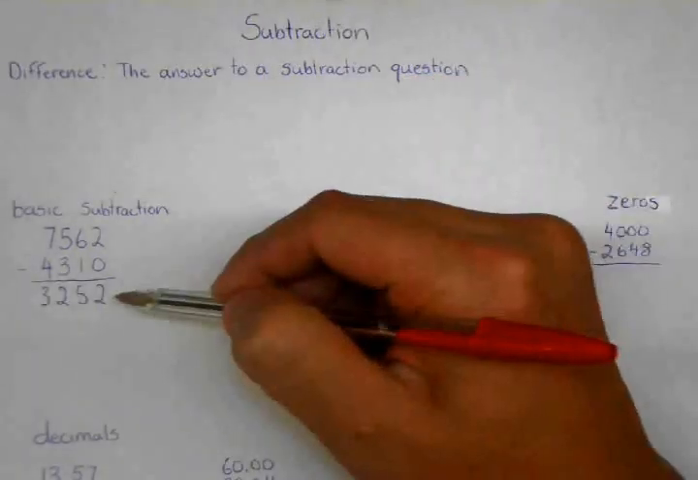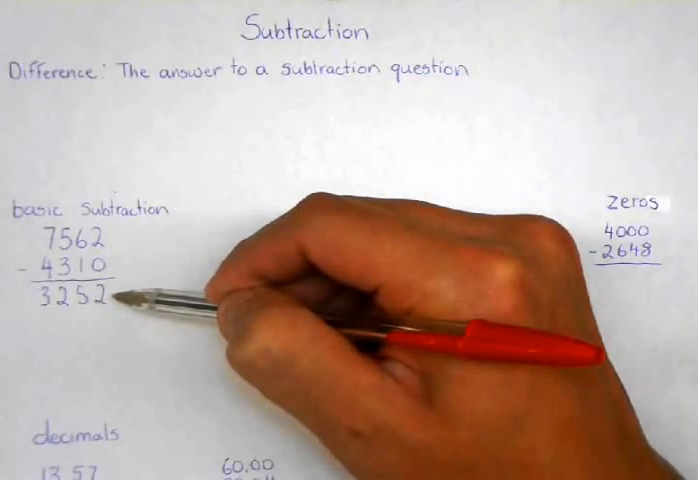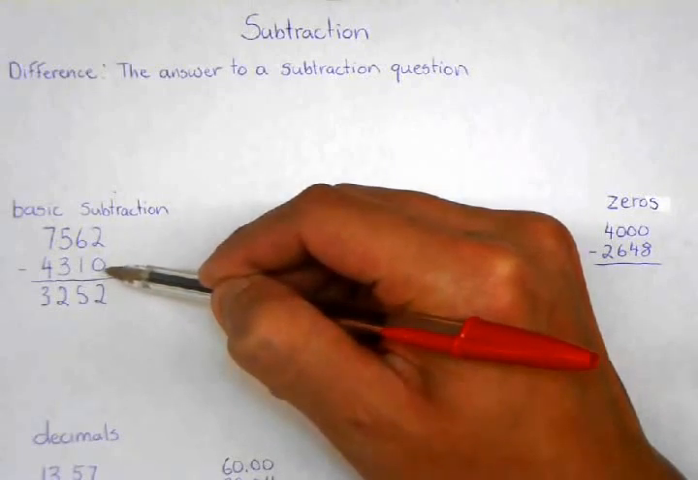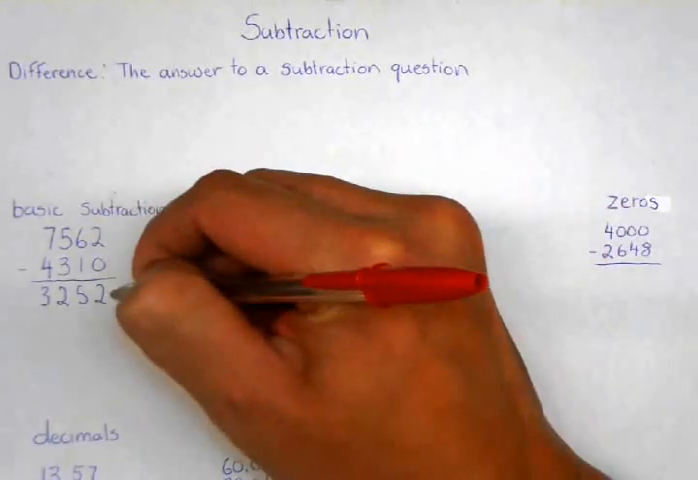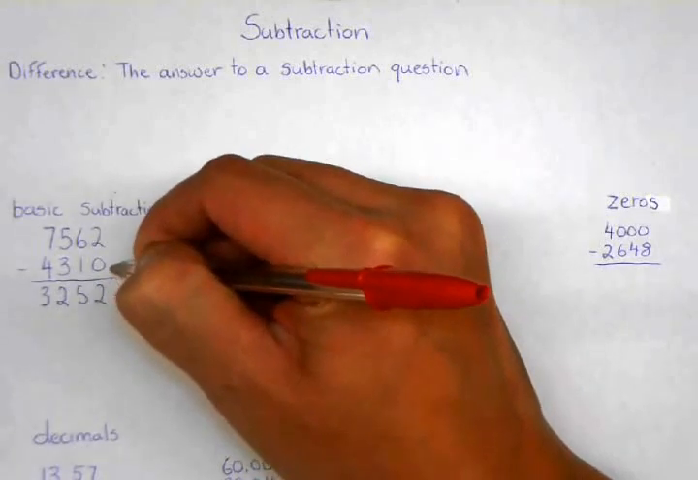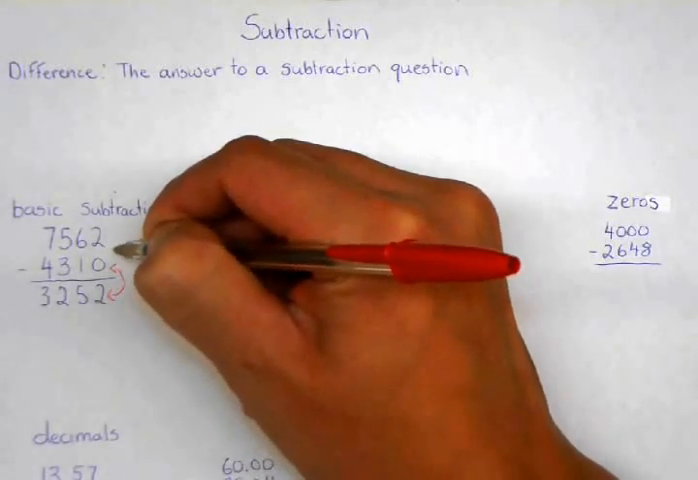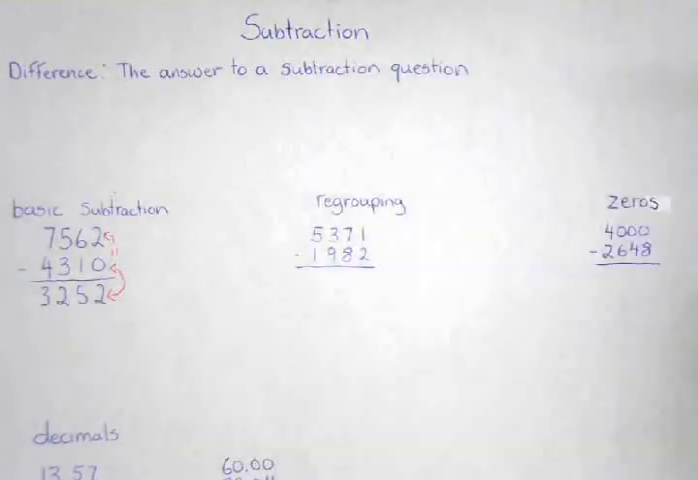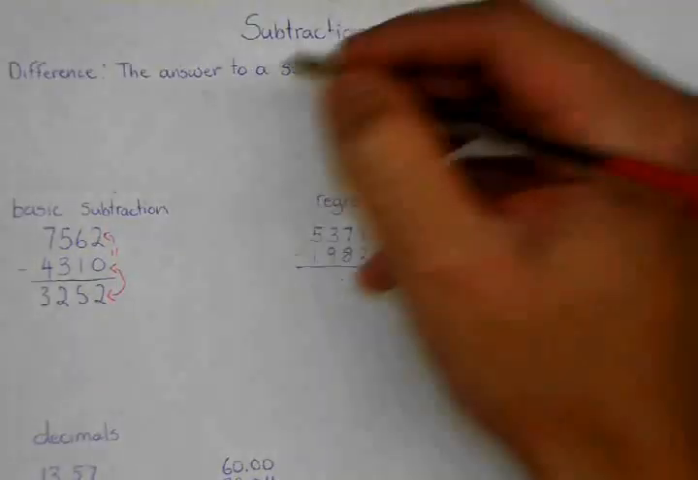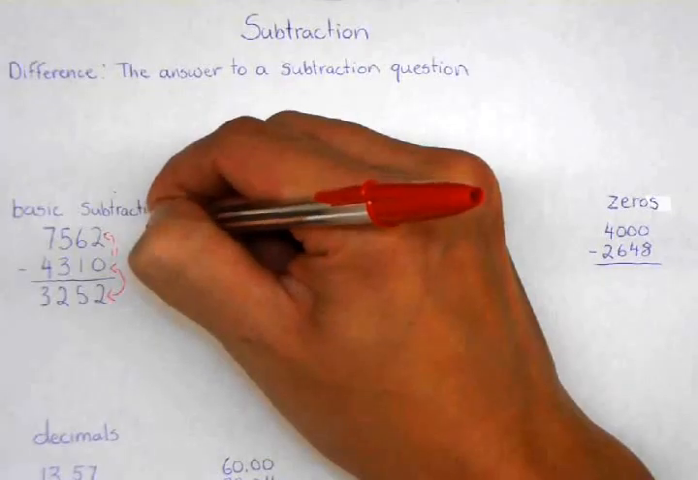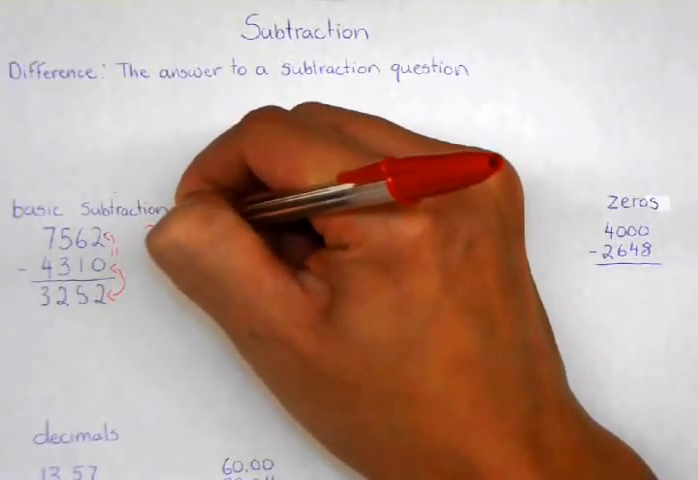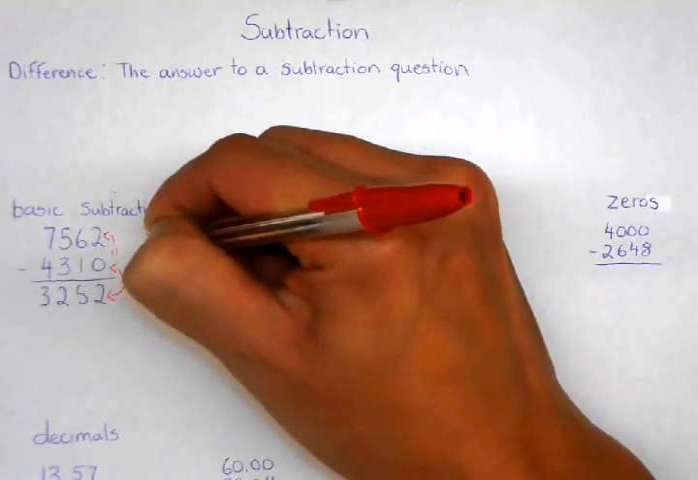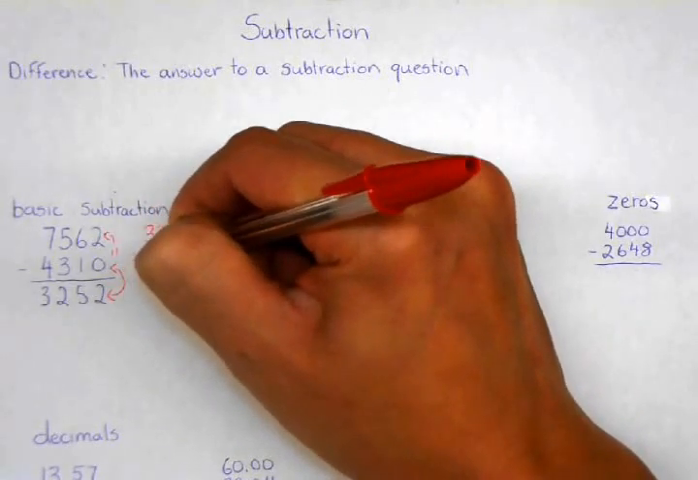So we're going to take the difference, which is 3,252. And we're going to add that to 4,310. So what we're going to be doing is we're going to be taking these two numbers, and we're going to be adding them, and then we're going to make them equal this number right over there. Okay? So we just write it in reverse order. We get 3,252, and then we're going to add it together to 4,310.